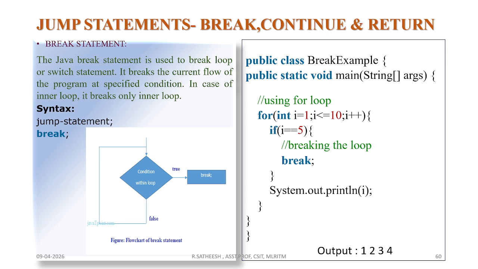Now jump statements. We have two types of jump statements. One is the break statement. What is a break? When you want to stop a program at a certain specified condition, then you can stop the program. For example, if the condition is true, then you can break. If it is false, you can continue checking.